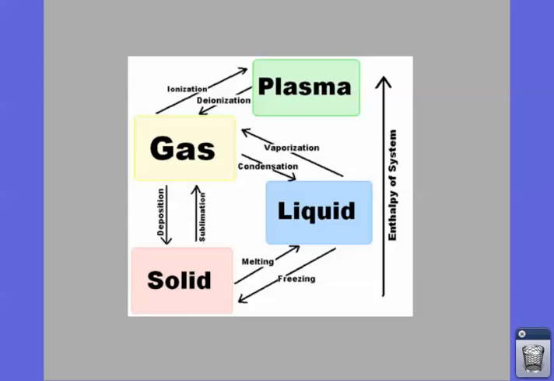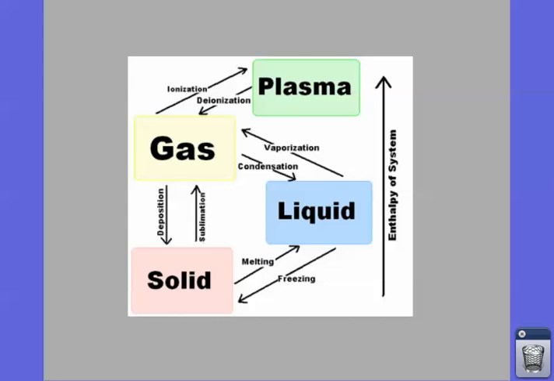So we need to know those terms: endothermic, which means to take energy in, and exothermic, which means to transfer energy away. So when we go from being a solid to a liquid, that process of melting, we're taking energy in, so it's endothermic. Liquid to solid, that's called freezing, and that would be exothermic. It would be the giving away of energy.